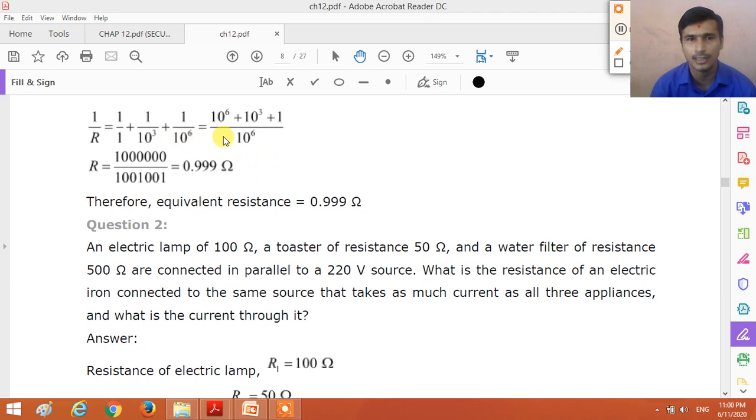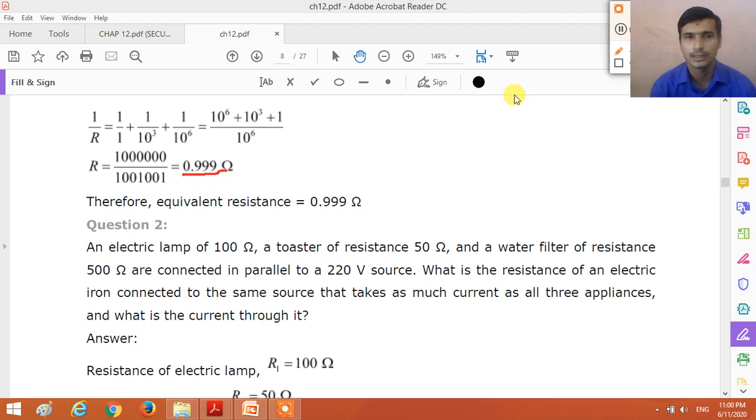If we take the LCM, we get 10 raised to 6 plus 10 raised to 3 plus 1, divided by 10 raised to 6. 10 raised to 6 means 10 lakh, 10 raised to 3 means 1,000, plus 1. We get 10 lakh 1001 divided by 10 lakh. So R is equal to 10 lakh divided by 10 lakh 1001. We get the value 0.999, approximately 1.